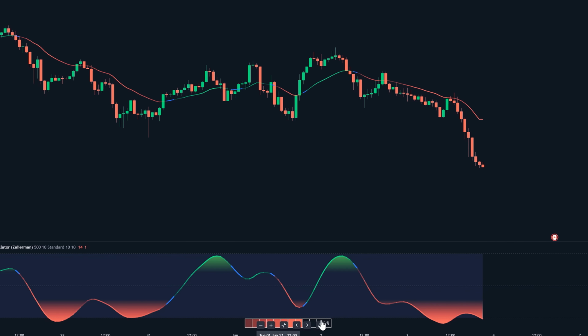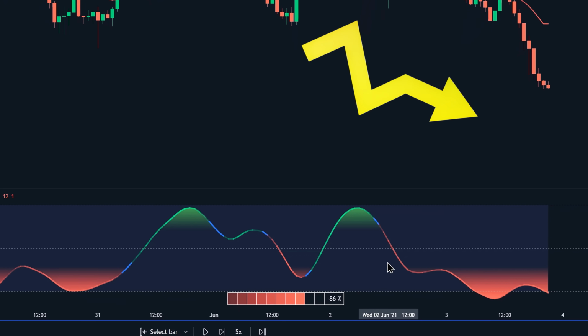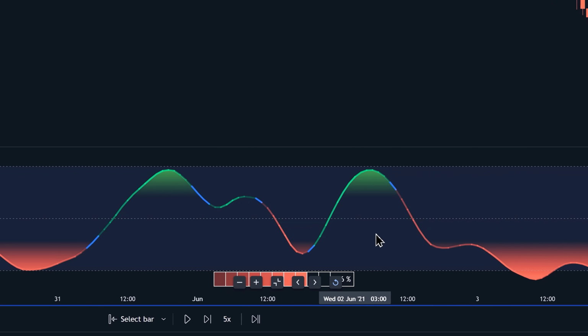Now, this table down here is used to indicate the strength of the trend, whether bullish or bearish. If it's colored red, it indicates that the trend is bearish, and the percentage value represents the strength of the trend. Typically, when using this indicator to trade, you want this number to be as high as possible to indicate the strongest possible trend.